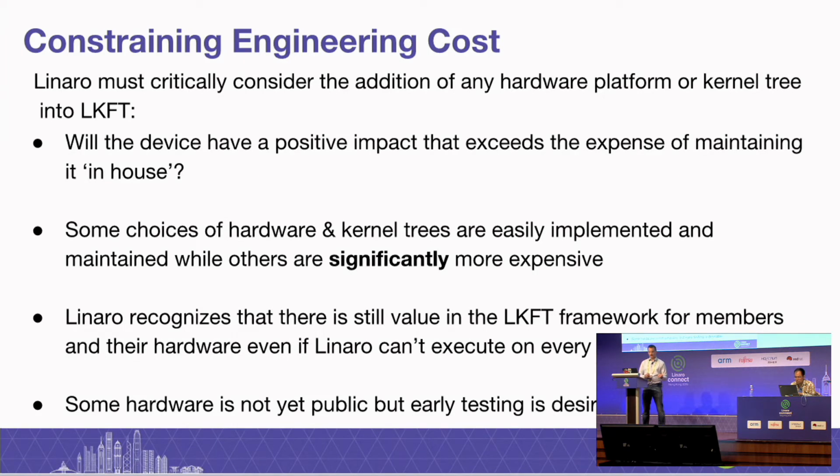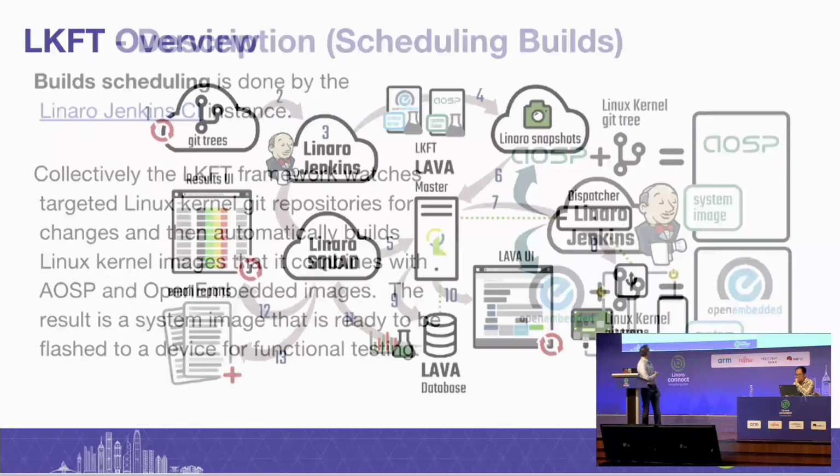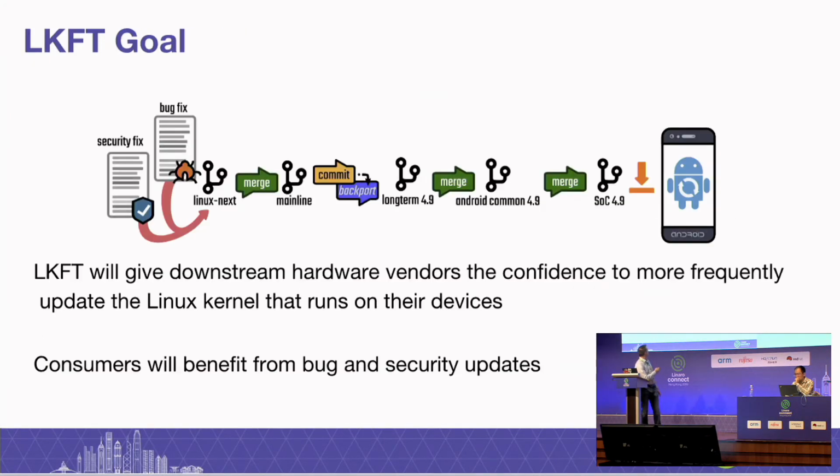So when we look at adding a new board, we have to decide whether this device is going to have a positive impact that exceeds the expense of maintaining it in-house. Like I said, some of these devices and kernel trees are easily implemented. Others are significantly more expensive. So for instance, if your hardware does not have upstream kernel support, what's going to happen is, when we talked about this chain, this merge cost can be incredibly expensive. If every merge breaks, that introduces the complexity and the cost of actually triaging that device.